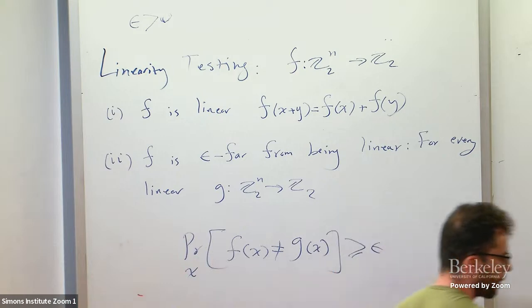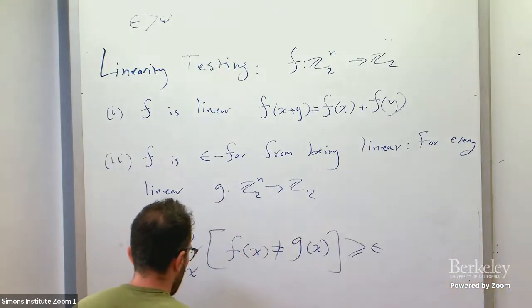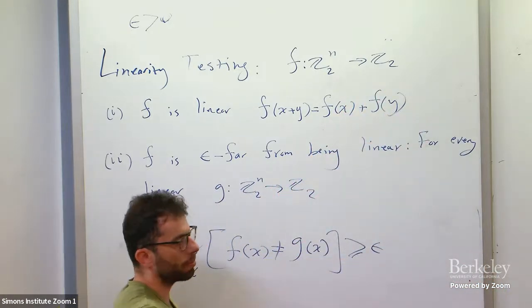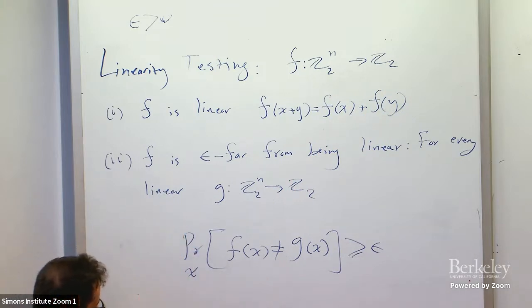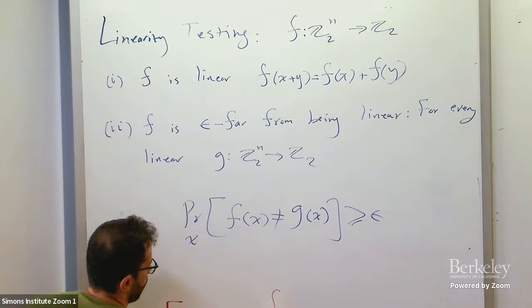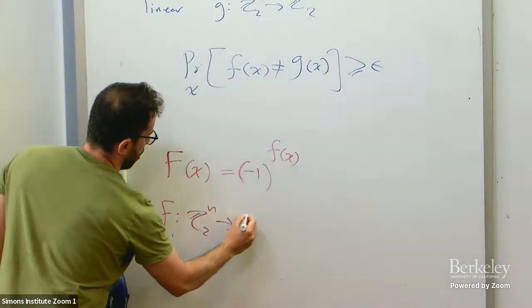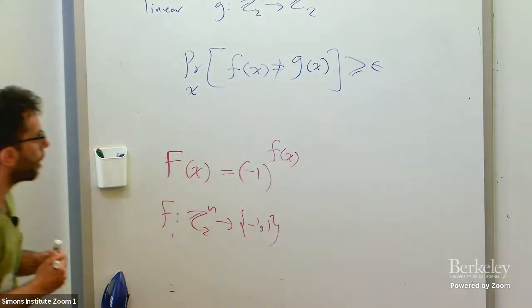Okay, so let's relate this, first of all, before actually giving you the test, to what we've been doing before. Let me define this other function now. Here the range is Z2, but we've been doing functions where the range is complex numbers or real numbers. So I'm going to define this other function F, where F of x is (-1) to the f of x. This is now from Z2 to the n to {-1, 1}. I'm just defining it this way.